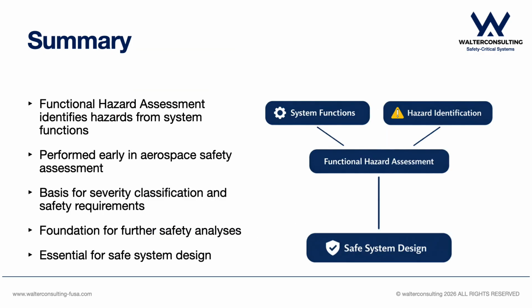Let's summarize the key points. Functional hazard assessment identifies hazards based on system functions. It is performed early, in aerospace safety assessment. The results are used to classify severity and define safety requirements. FHA also provides the foundation for further safety analyses, and ultimately, it is essential for ensuring safe system design.